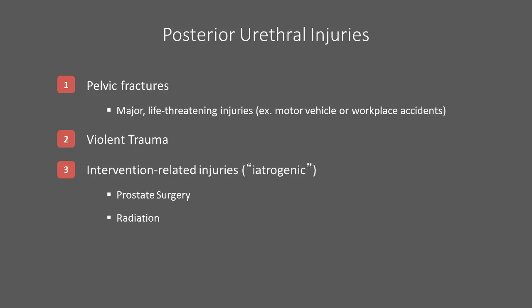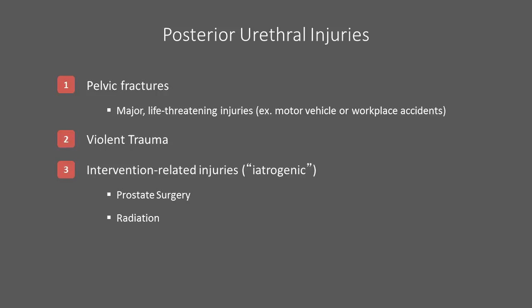Injuries to the posterior urethra typically occur in association with major life-threatening injuries during a motor vehicle or workplace accident. The urethra may have been completely disrupted or torn from its normal attachments, resulting in loss of continuity with the bladder. Violent trauma to the pelvis from gunshot or stab wounds can also disrupt the posterior urethra.